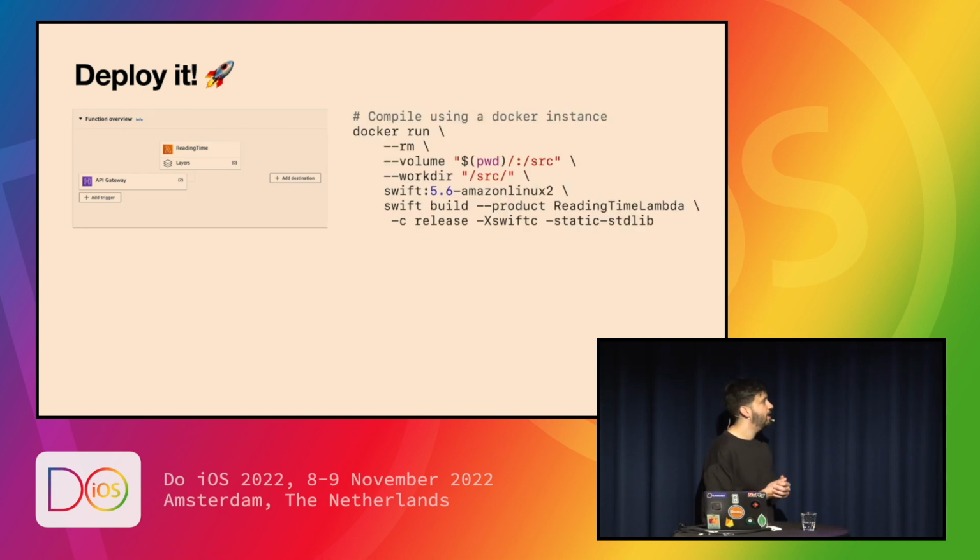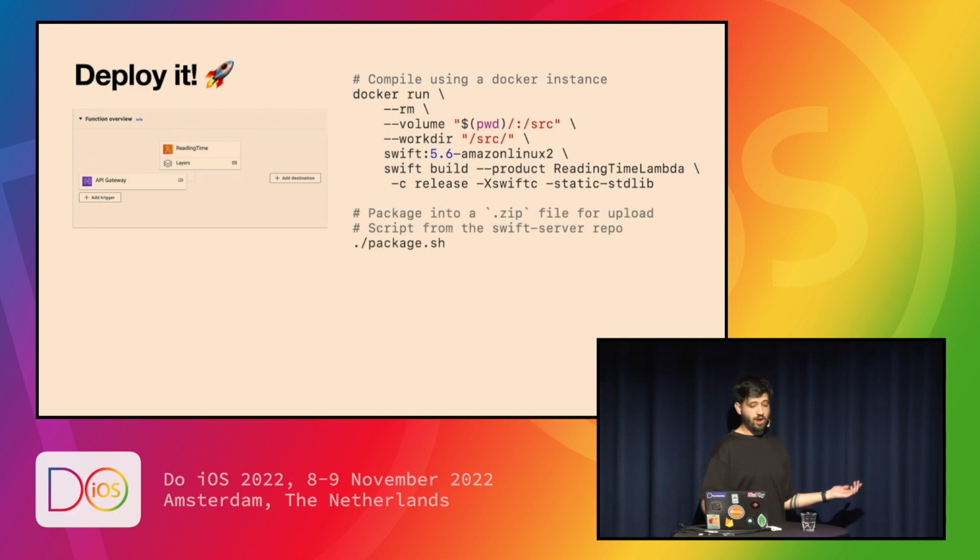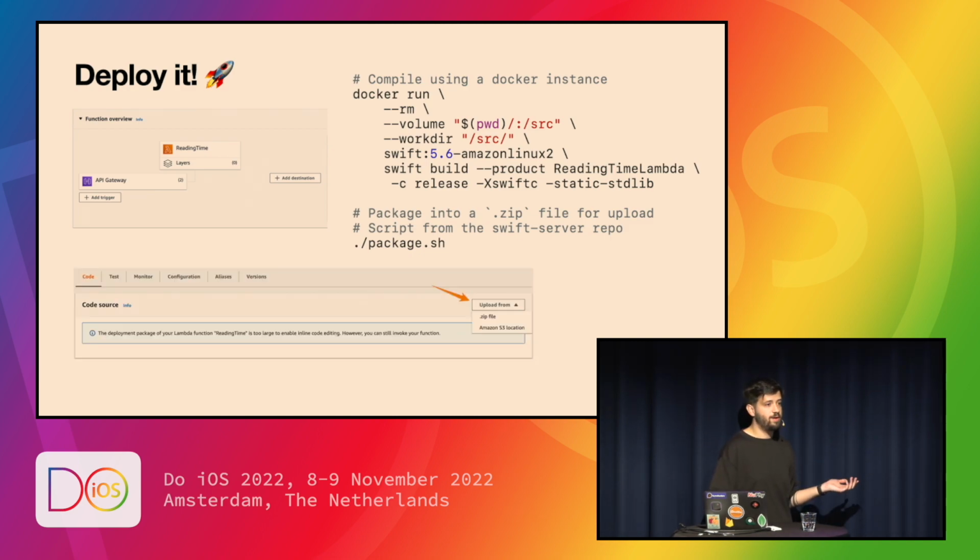So to build an executable for that platform, for Amazon Linux, Apple provides us some Docker images, so we can do a Docker run, and we can do the same exact thing we've been doing. Just Swift build the product, which is the reading time Lambda, and that will generate an executable and a bunch of other files that it needs for the Lambda. And in this case, I'm just going to call a script that I found in the Swift server repo, and it packages everything into a zip file that you can then upload to your Lambda, and that's it. You've got a working API, all written in Swift as well, and in the same package that you had your initial library.